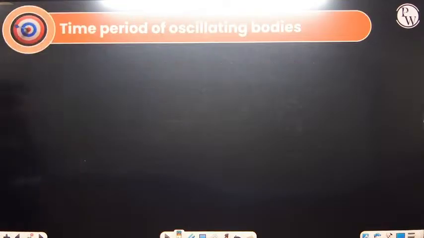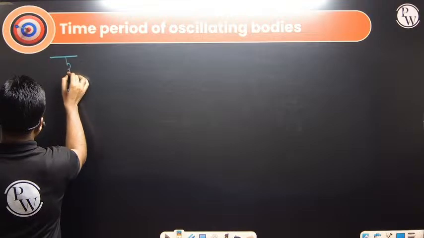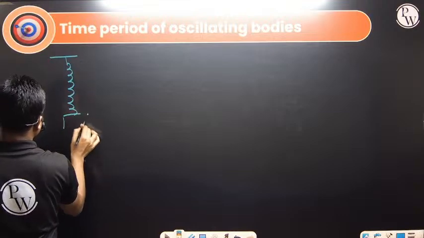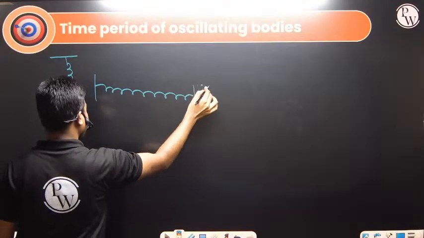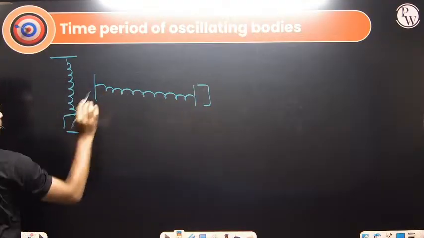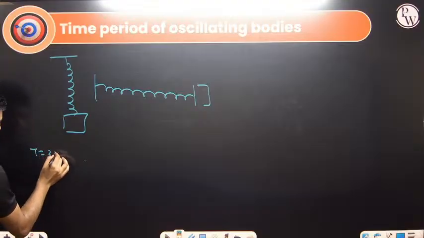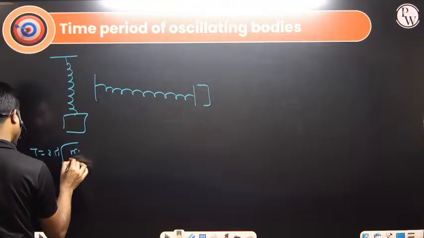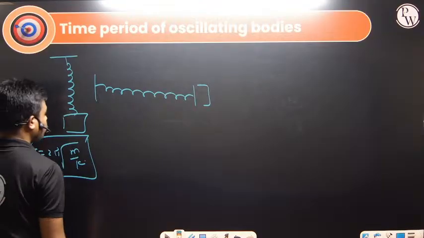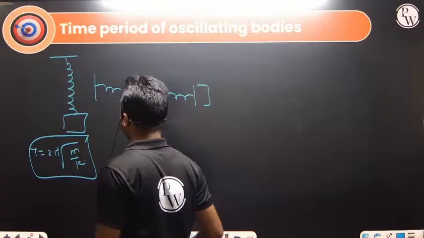Now the time period of oscillating bodies. The first one is the spring mass system. If we have a spring mass system like this, the time period is given by T equals 2 pi under root m by k. T equals 2 pi under root m by k, for this one as well as for this one.